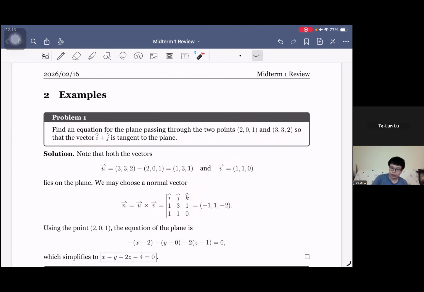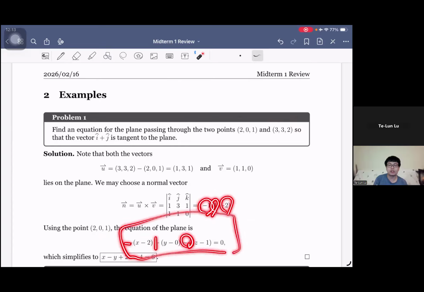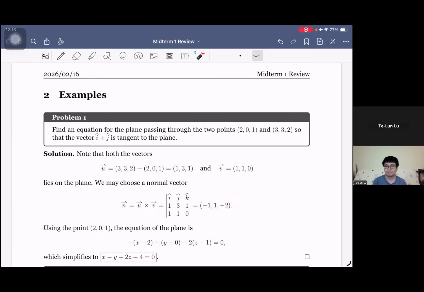So in this case, I subtract (2, 0, 1) from (3, 3, 2), and you get a tangent vector. So these two guys are orthogonal to the normal vector. You take the cross product, you get some vector, and you have the point (2, 0, 1), or this guy will do too. And then it's simply -1 comes from here, 1 comes from here, and -2 comes from here. This will be the equation for your tangent plane, right? This is a classical one.